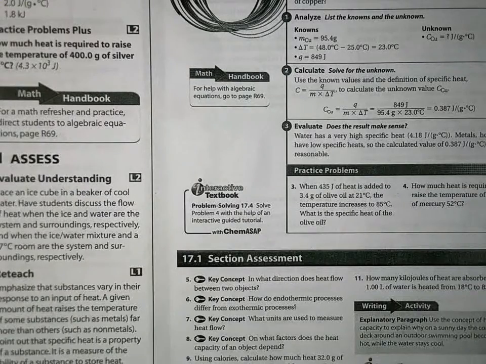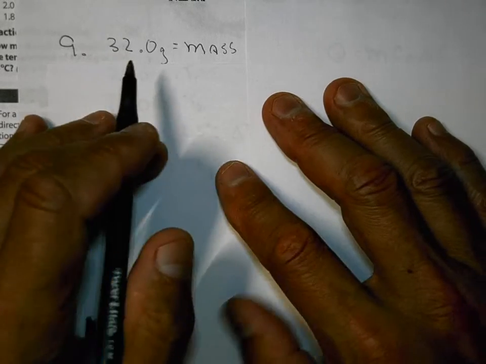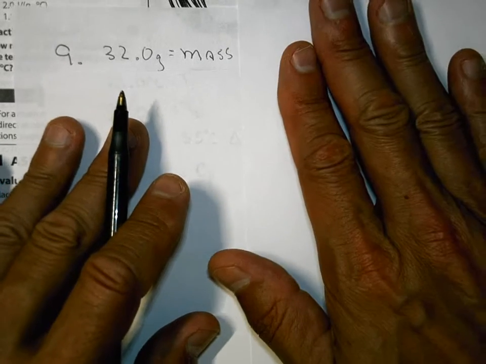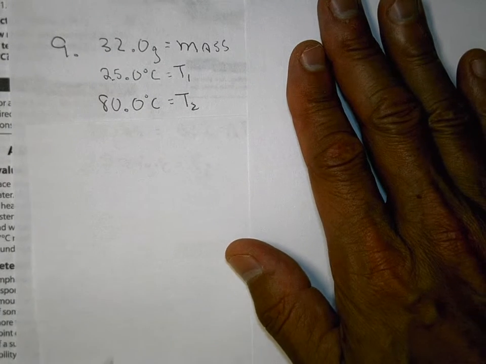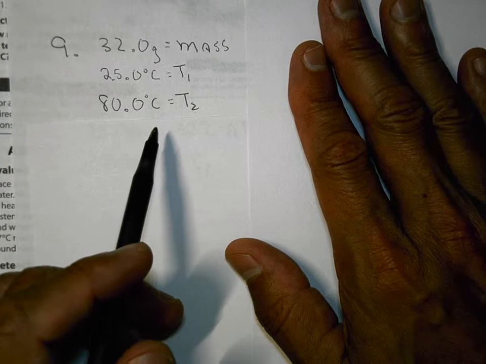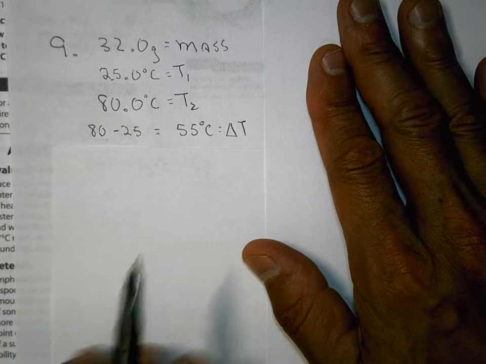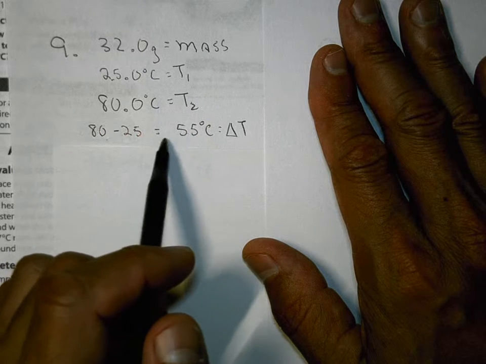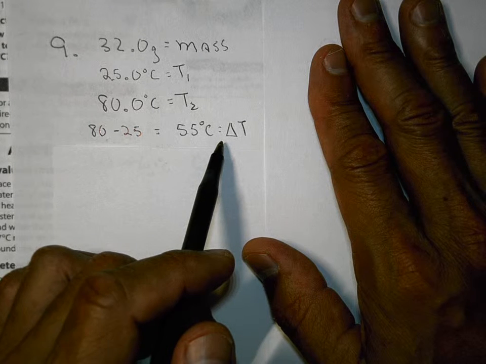Let's go over this. The first number given in this problem is 32 grams. That's the mass. Then we're given two temperatures, the initial and the final temperature. We subtract those temperatures, and that gives us delta T. 80 minus 25 is 55 degrees Celsius. That's delta T.